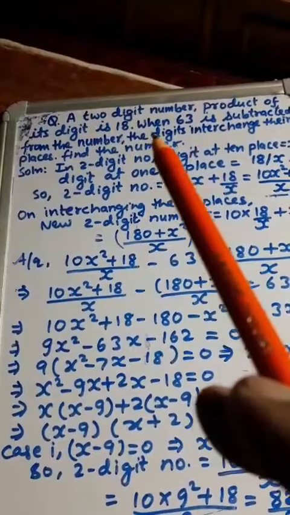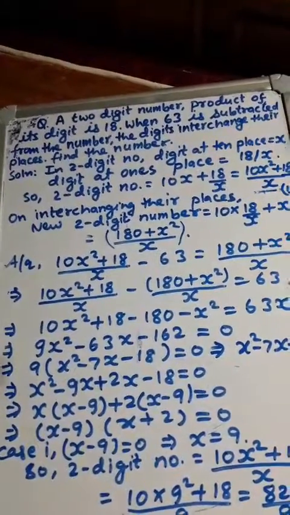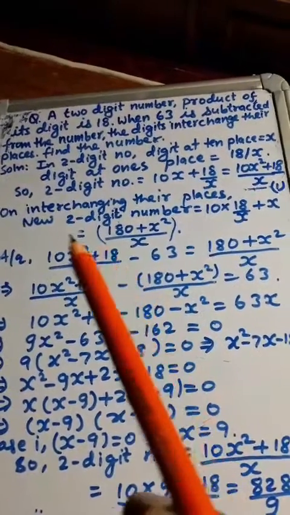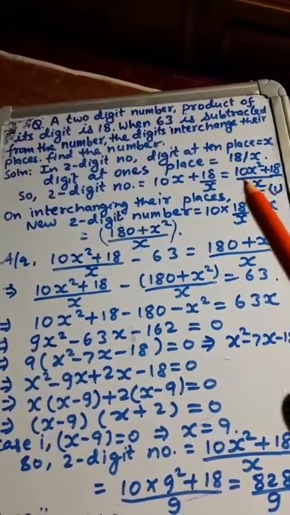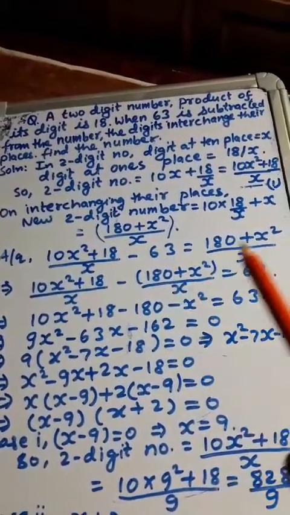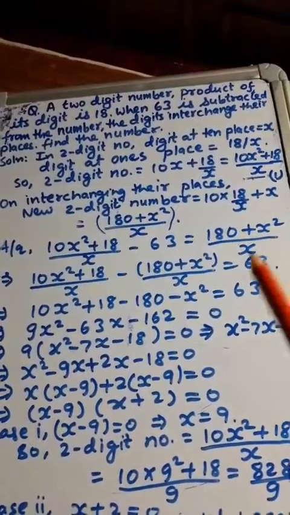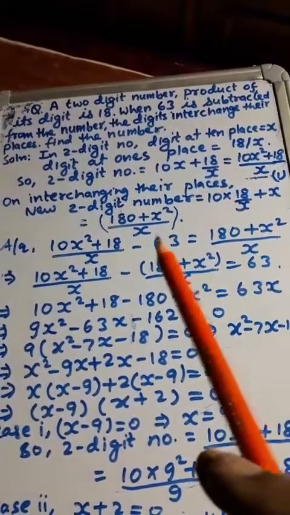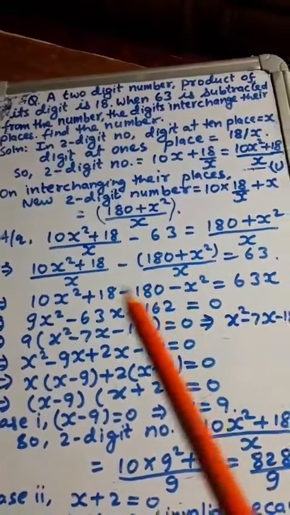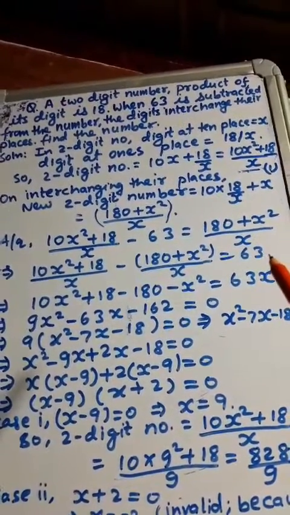According to the question, when 63 is subtracted from the original number, we get the new number, which is got by interchanging the places. So this is the original number, 10x square plus 18 by x. From this number, if I subtract 63, we get the new number, that is got after interchanging the places. Now this one I send directly to this side, 63 to this side. x will be the LCM and x will go here, 63x.